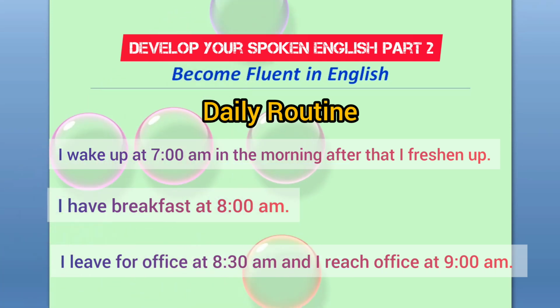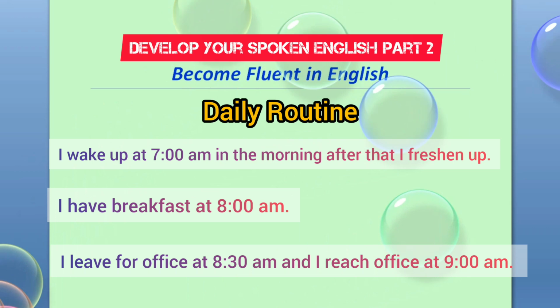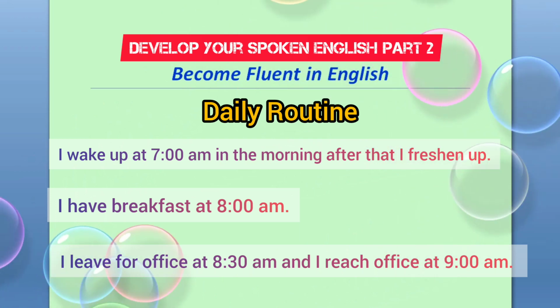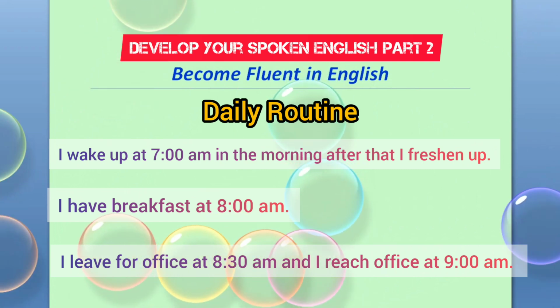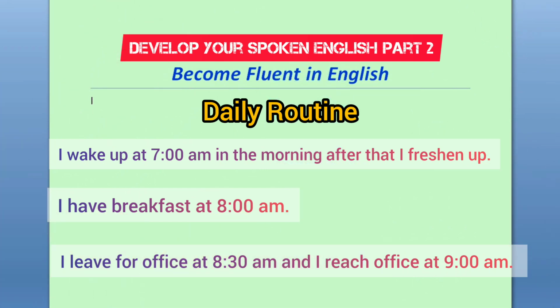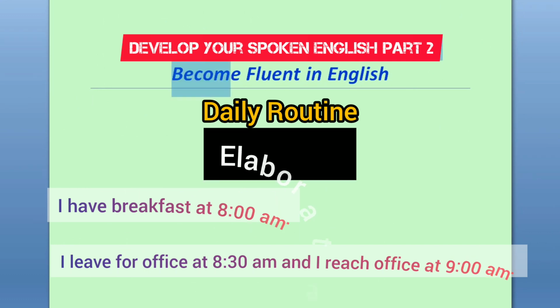So up next, the second sentence, you talk about your breakfast. I have breakfast at this time using simple present tense. Then the third line, you can talk about what you do after that. I leave for office at 8:30 a.m. and I reach office at 9 a.m. Okay, so just to make you understand how you can use simple present tense and practice using a simple topic like daily routine, and you can elaborate after that.